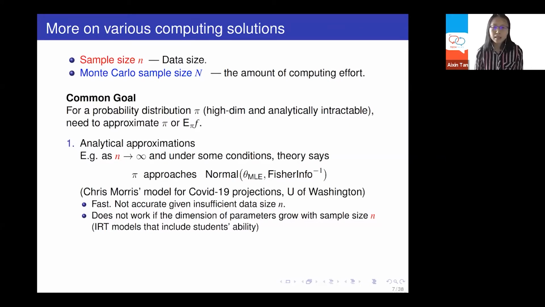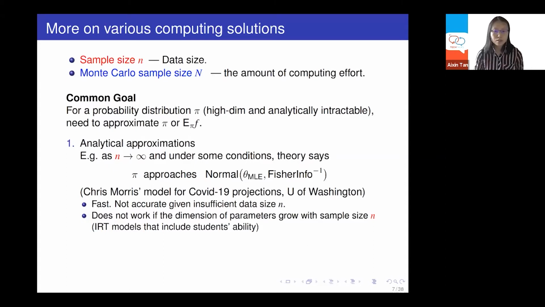First up is analytical approximations. It means you use an easy distribution, one that you know very well and can do calculations for, as an approximation to the actual pi. One popular example is to use a multivariate normal distribution centered at the maximum likelihood estimator of theta, with some estimation of the inverse Fisher information as the variance. There is some theory behind why this approximation works, and it mostly works when you have large data size.